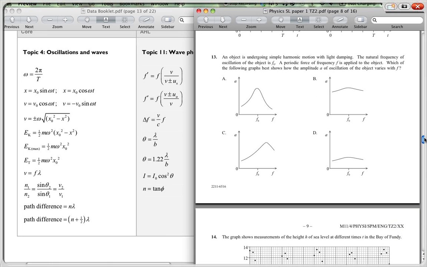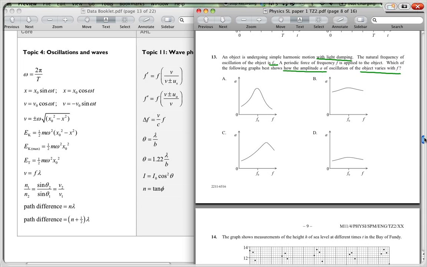An object is undergoing simple harmonic motion with light damping. That means that the amplitude of the oscillation is going to decrease slowly with time. The natural frequency of the oscillation of the object is F0. A periodic force of frequency F is applied to the object. Which of the following graphs best shows how the amplitude A of the oscillation of the object varies with F?